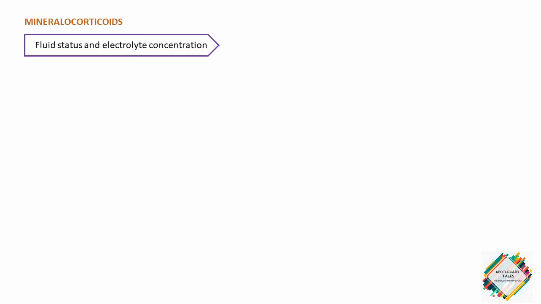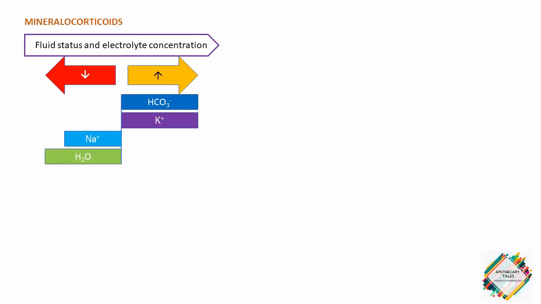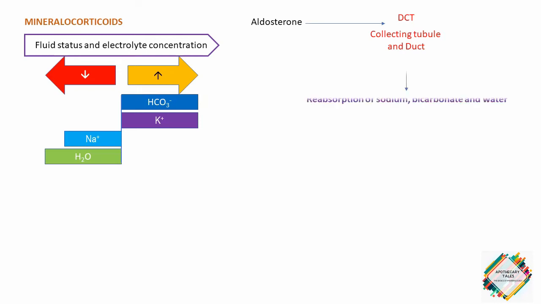Next, we're going to talk about the mineralocorticoids. Mineralocorticoids help to control the fluid status and concentration of electrolytes, especially sodium and potassium. Aldosterone acts on the distal tubules and collecting ducts in the kidney, causing reabsorption of sodium, bicarbonate and water. Conversely, aldosterone decreases the reabsorption of potassium, with which the H+ ions are then lost in the urine. Enhancement of sodium reabsorption by aldosterone also occurs in the gastrointestinal mucosa and in sweat and salivary glands.